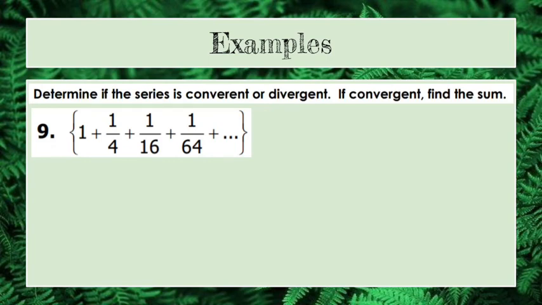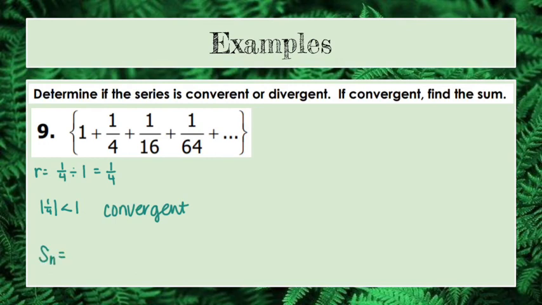So let's try number 9 together. The first thing we want to find is R so that we can determine if the series is convergent or divergent. And then if it's convergent, we have to find the sum. So R is always equal to the second term divided by the first term. So 1/4 divided by 1 is just 1/4. Okay, the absolute value of R, the absolute value of 1/4 is less than 1. So that means that this series is convergent. And that means we need to use our formula to find the sum.